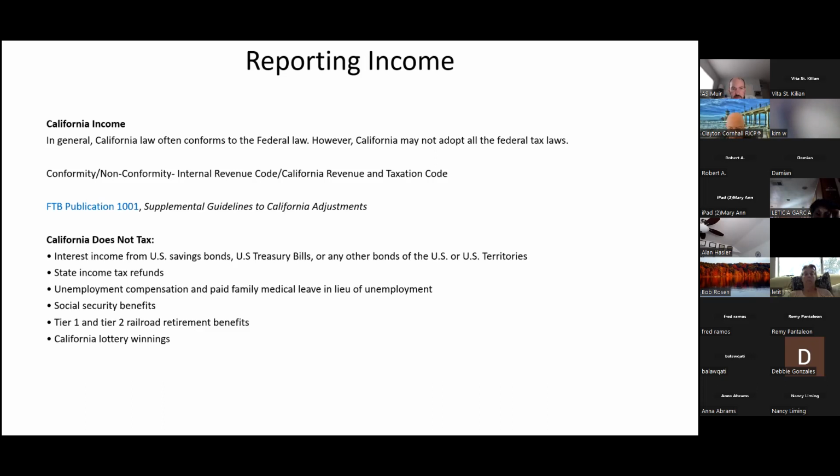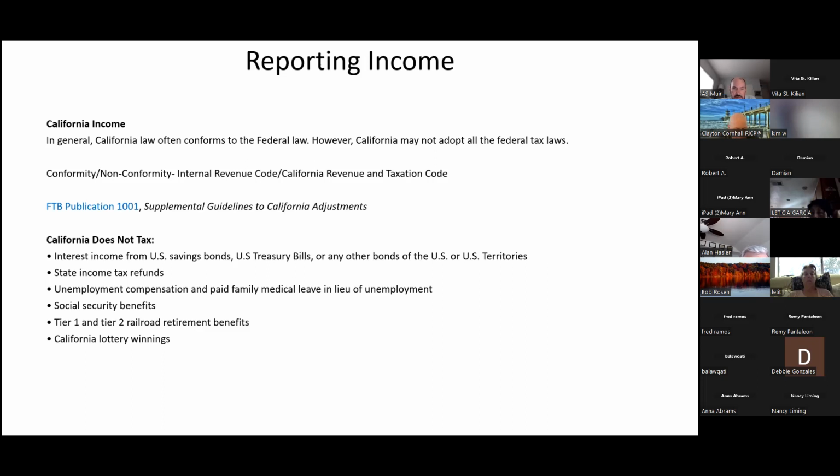We've already talked about unemployment compensation. That's not taxed by the state of California. Social Security benefits are not taxed. And when you're talking about Social Security benefits, the SSA 1099 is going to be issued to the recipient. On the SSA 1099, it will also have information pertaining to the Medicare premiums paid by the taxpayer.